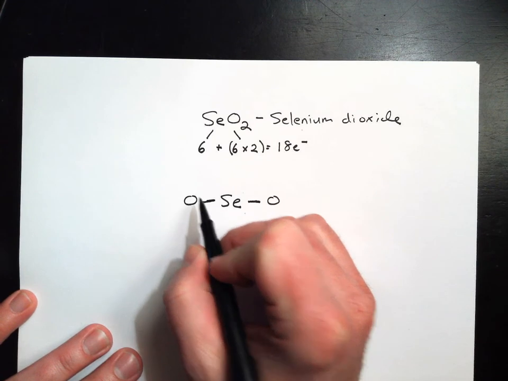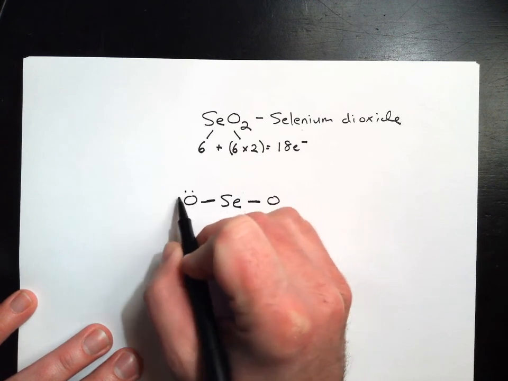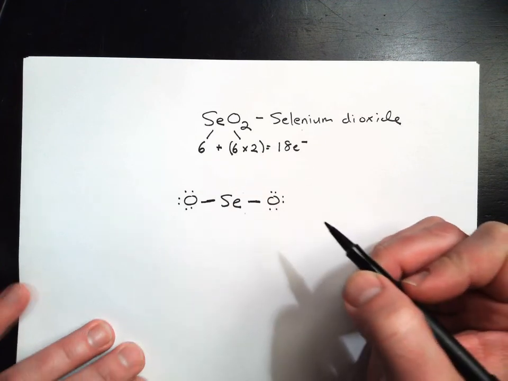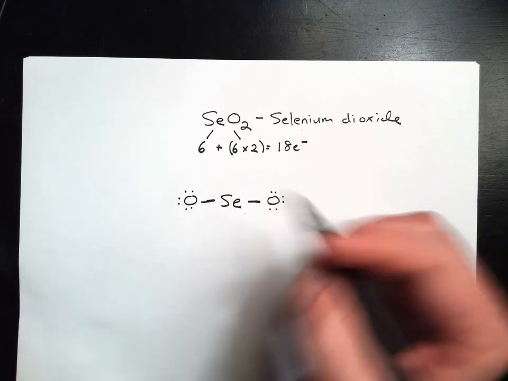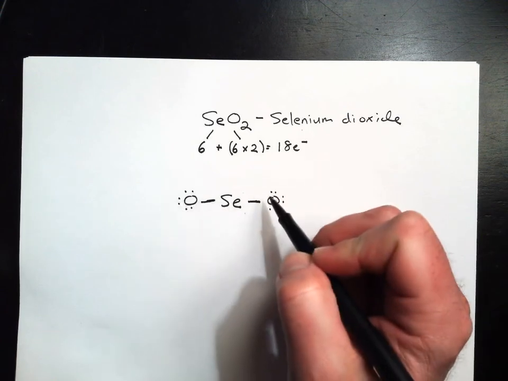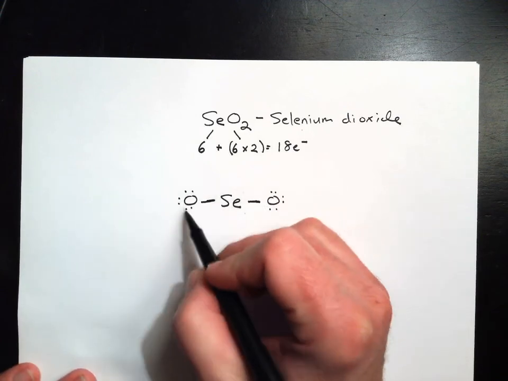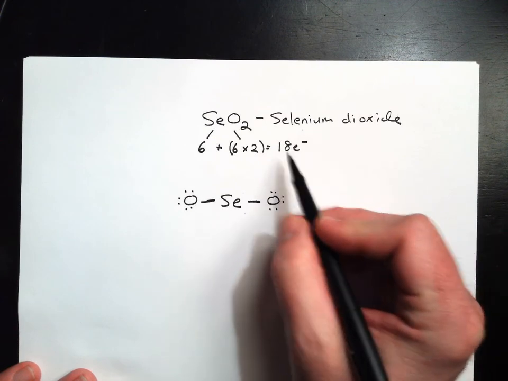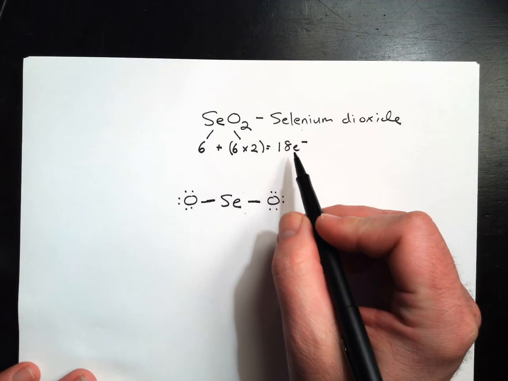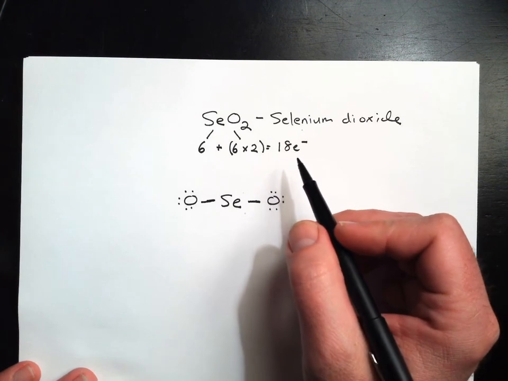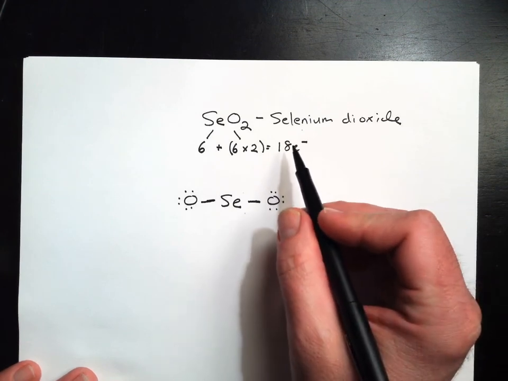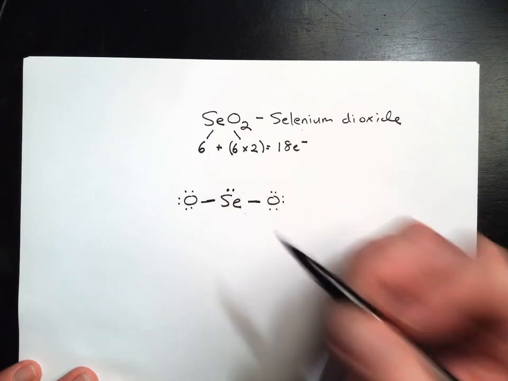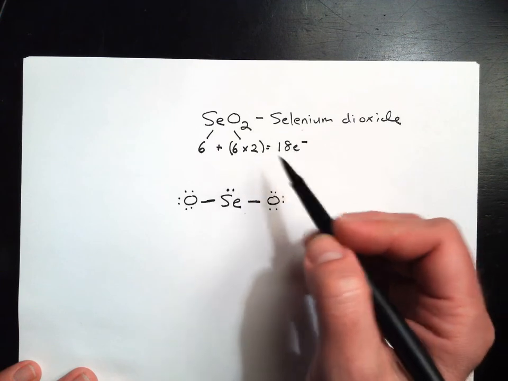Step 3 says, start with the outermost atoms, give each one of them an octet of electrons. So we're going to give each oxygen 6 more, so that each oxygen ends up with a total of 8. So now I've used 2, 4, 6, 8, 10, 12, 14, 16 electrons. And I have 18 total, so I need 2 more. Step 4 says that if you have leftover electrons, they go on the central atom in a pair. Okay, so we've accomplished step 4. We've used up all 18 electrons.